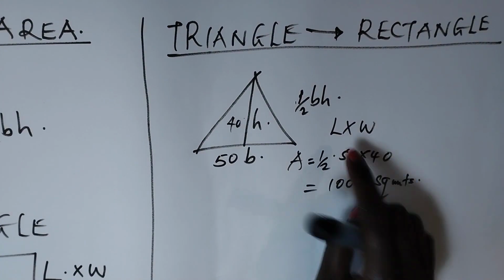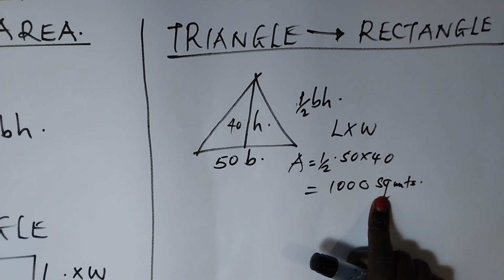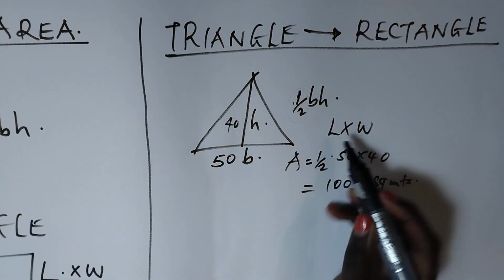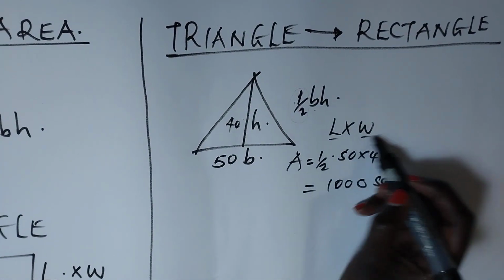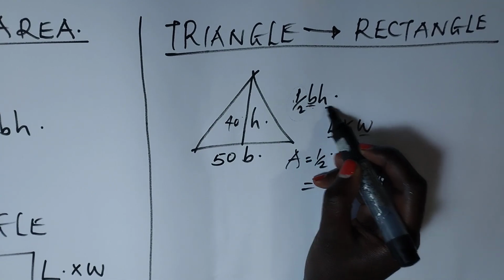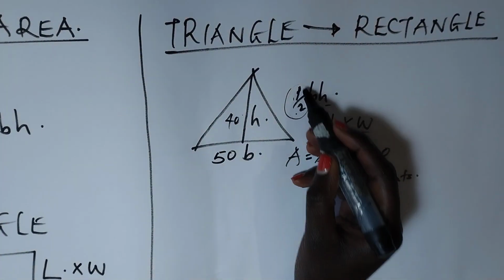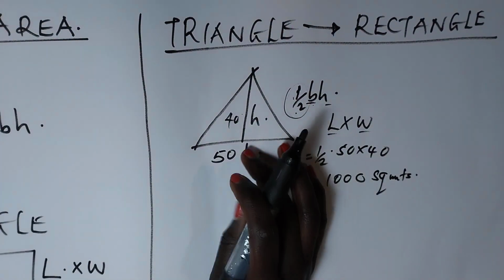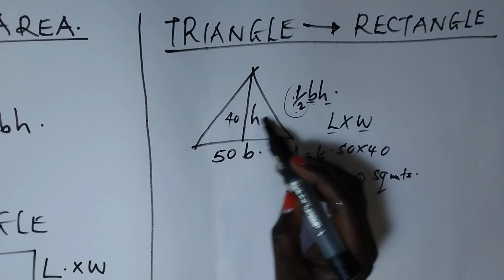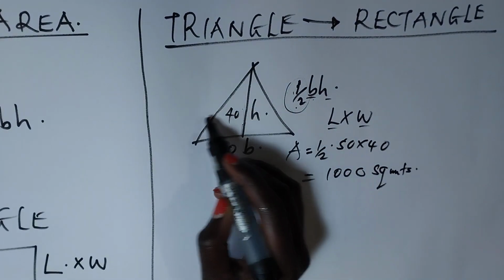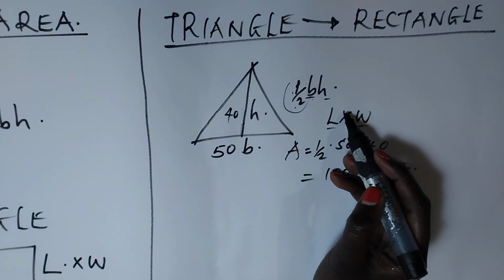So for you to construct a rectangle of 1,000 square units, it means that you are going to eliminate this half, because as you can see we have 2 elements here, and we have here 2 elements but including the half, so it will be 3. So we are going to eliminate this half. For us to construct a rectangle of the same area as this triangle, we are going to bisect the height of the triangle.